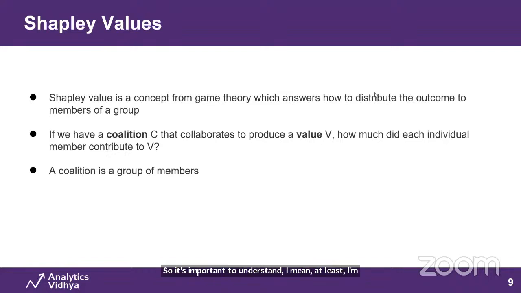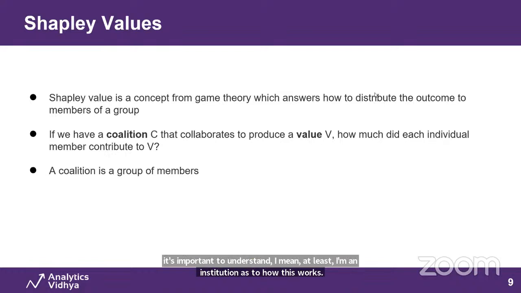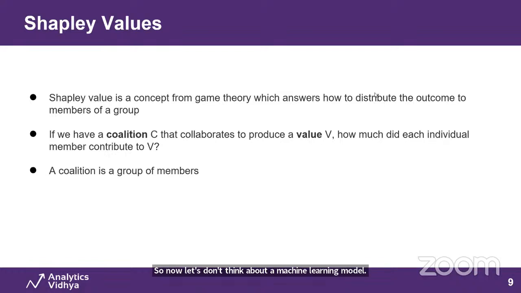So now don't think about a machine learning model specifically. Let's just think about the general concept, which applies anywhere. Then we can translate that to an ML problem. Right. So here, Shapley values is a concept from game theory, and what it tries to answer is, if I have a certain outcome, and I have a group of people or a group of members, how do I distribute that outcome to each member in the group? Like how much effort have they put in? What's the value they brought, and how do you distribute the outcome fairly between all the individuals?